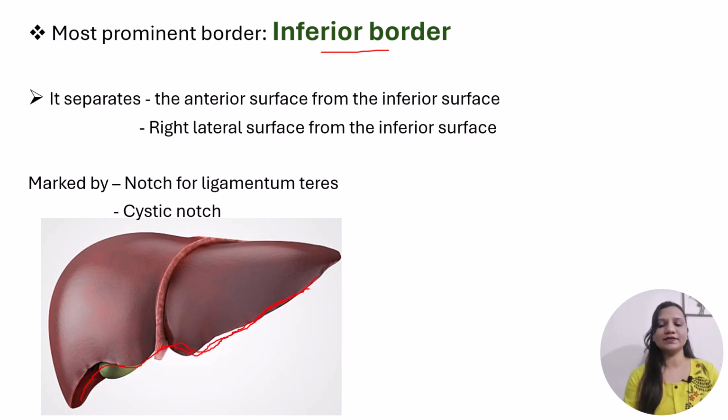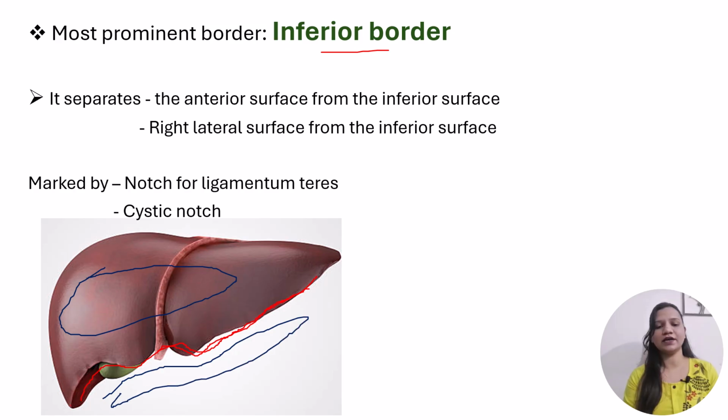What structures does this border separate? It separates the anterior surface of the liver from the inferior surface. As you can appreciate here, this is the inferior surface and this is the anterior surface, and they are separated from each other by this inferior border. Okay. The next one is the right lateral surface from the inferior surface.